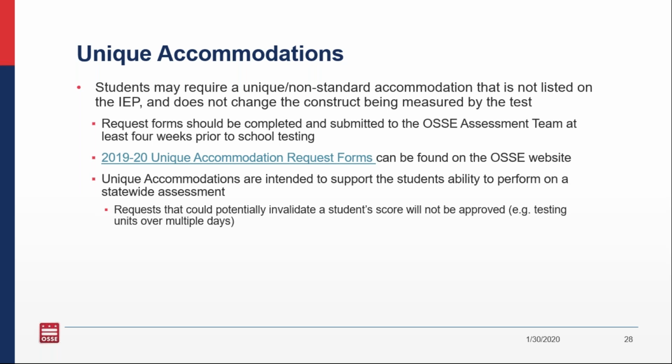The IEP team should complete the form submitted to the LEA, and the LEA should return the form to the OSSE assessment team at least 4 weeks prior to the school testing or beginning the test. The unique accommodation request form can be found also on the OSSE website. It's also important to remember that unique accommodations are intended to support the student's ability to perform on a statewide assessment, and also that there are some requests that could potentially invalidate a student's score and would not be approved.